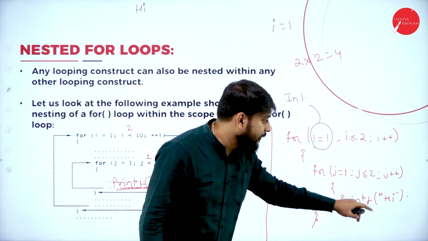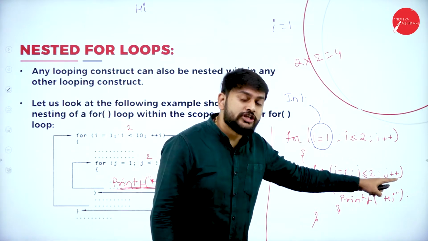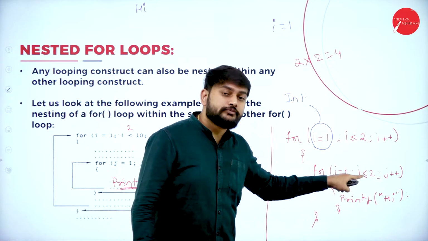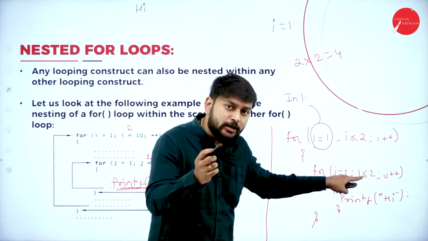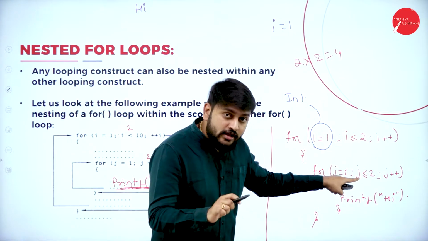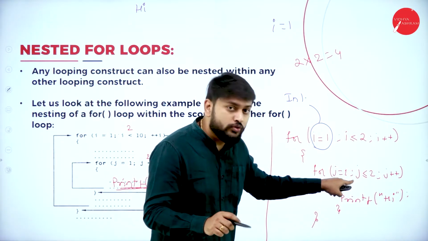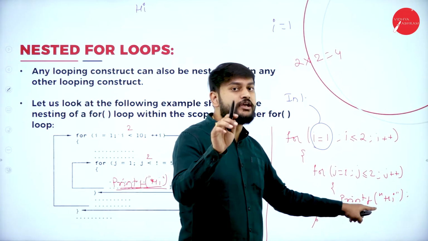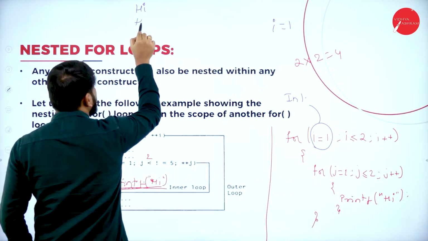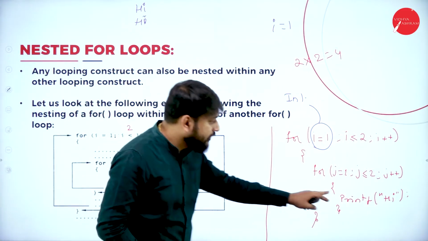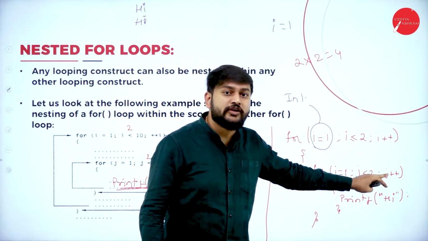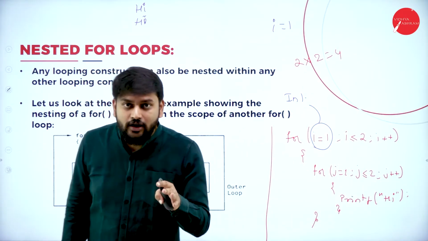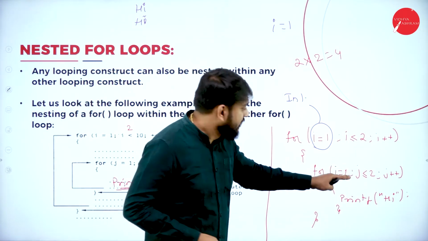Once it is printed, the j value gets incremented, so j is now 2. Again it checks the condition. After increment j becomes 2, and j is less than or equal to 2, so 2 equals 2. It is true, so it goes inside and prints hi again. After printing hi, it increments the j value. j is now 3, so it checks the condition. It fails and comes out of the loop.